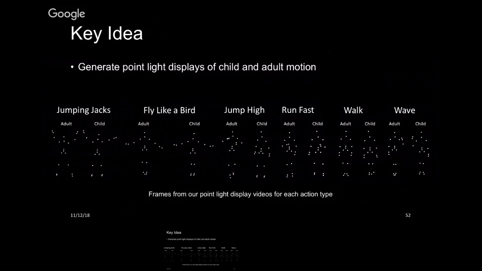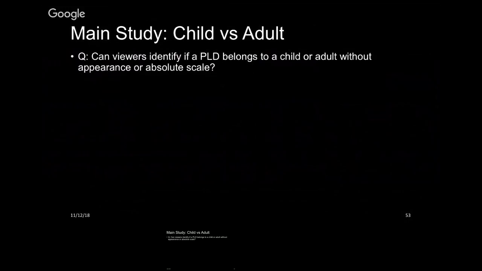Right? We were the first to ask, viewer, can you tell me if this is a child or an adult? That is something that was not known as part of this literature. So we did a study where we asked viewers, can you identify if this is a child or an adult? And we did not give them appearance or absolute scale, right? So they couldn't say, oh, this is smaller, must be a child.